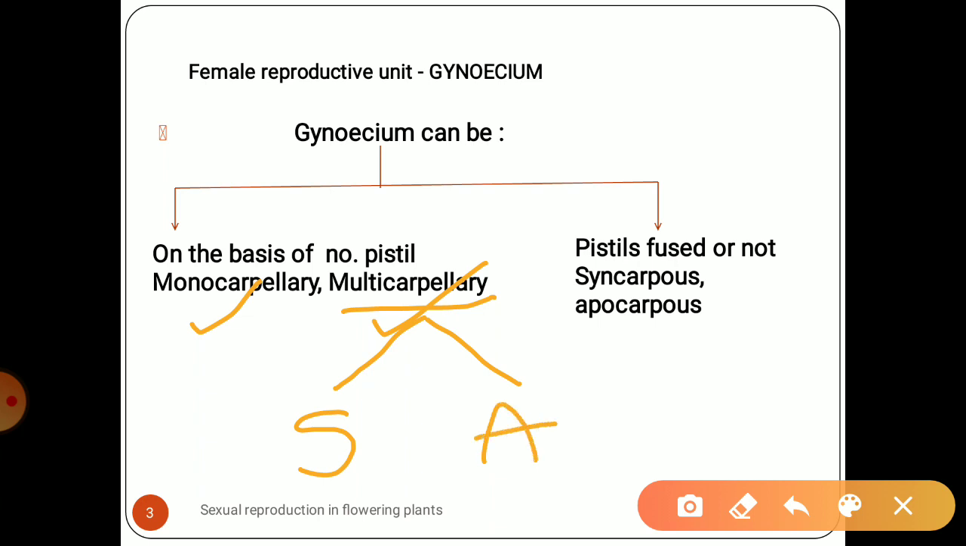In syncarpous and apocarpous conditions, we have divided them into two categories on the basis of whether the pistils are fused or free. If pistils are free, we use the term apocarpous condition, and if pistils are fused, we use another term, syncarpous condition. So if pistils are free, apocarpous condition, and if pistils are fused, syncarpous condition.